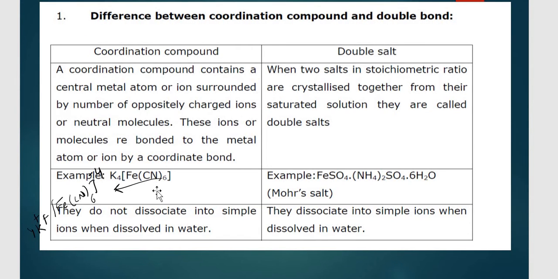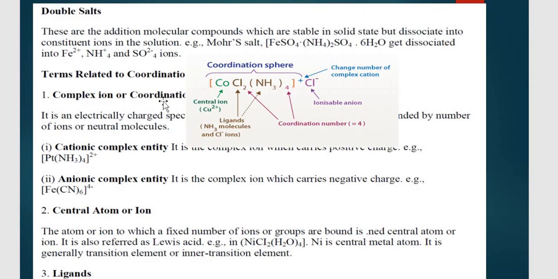I told you that whenever we put it in water or dissolve it, the coordination compound splits up into the ions outside the bracket, which are ionizable, but the ones inside the bracket, that is the coordination entity, do not ionize. So they ionize as a single unit. While in a double salt, they dissociate into simple ions when we dissolve in water.